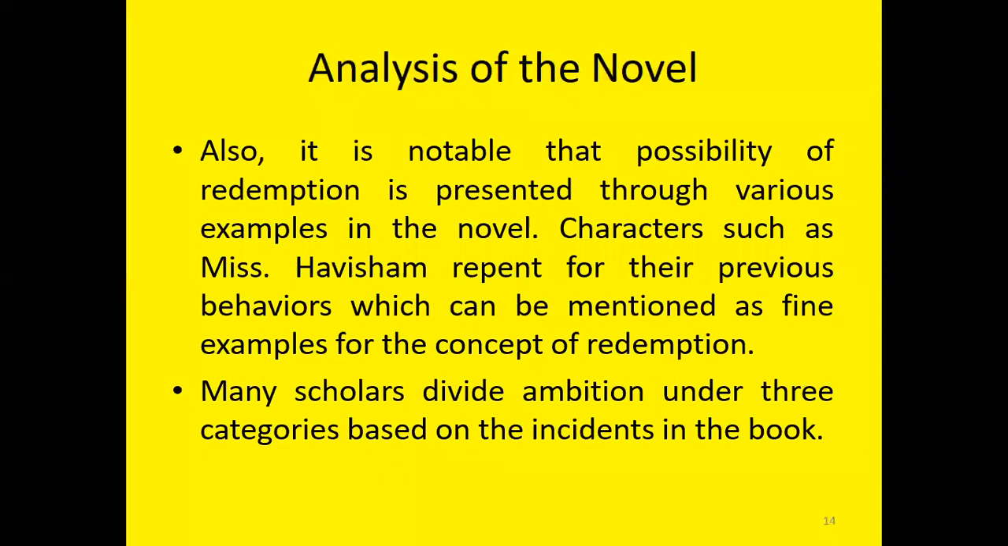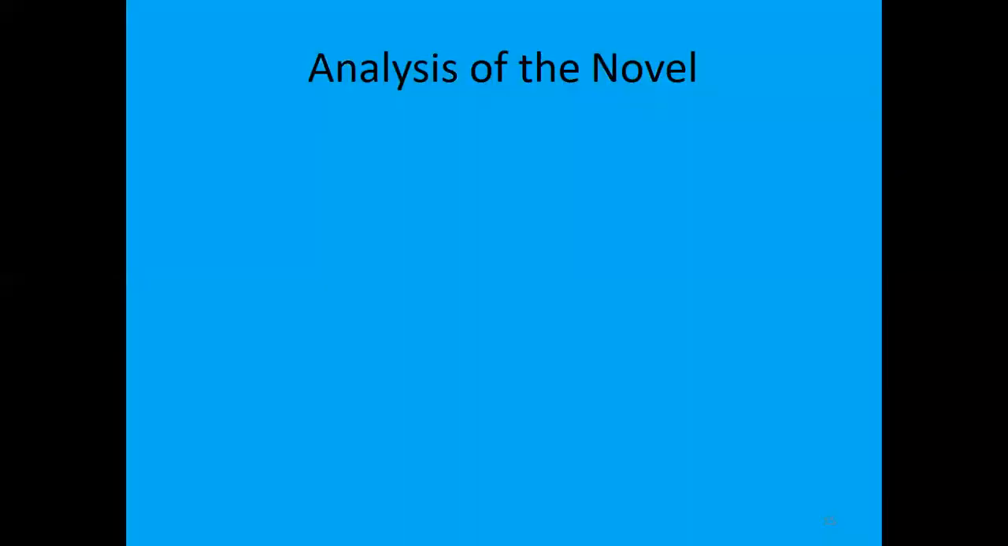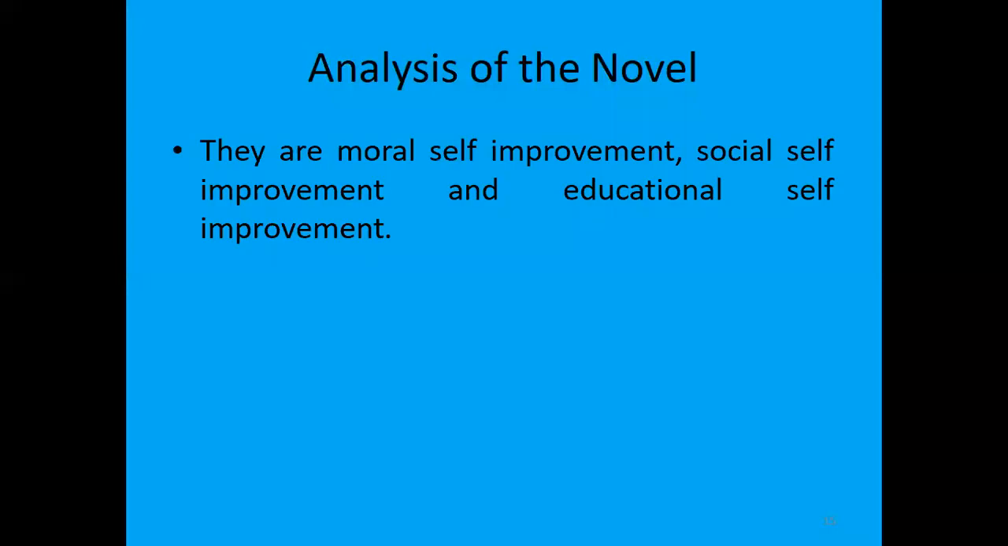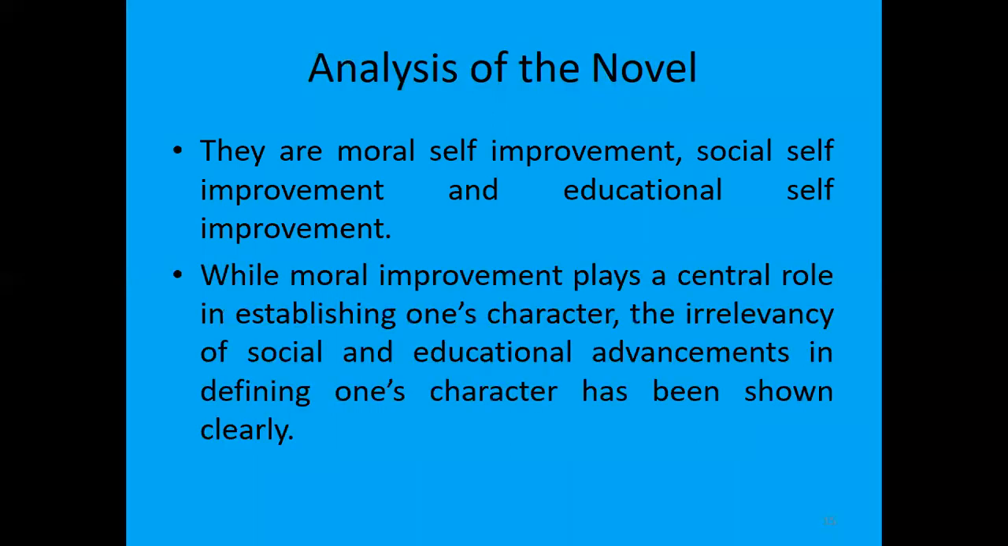Many scholars divide ambition into three categories based on the incidents in the book. They are moral self-improvement, social self-improvement, and educational self-improvement. While moral improvement plays a central role in establishing one's character, the irrelevance of social and educational advancements in defining one's character has been shown clearly.